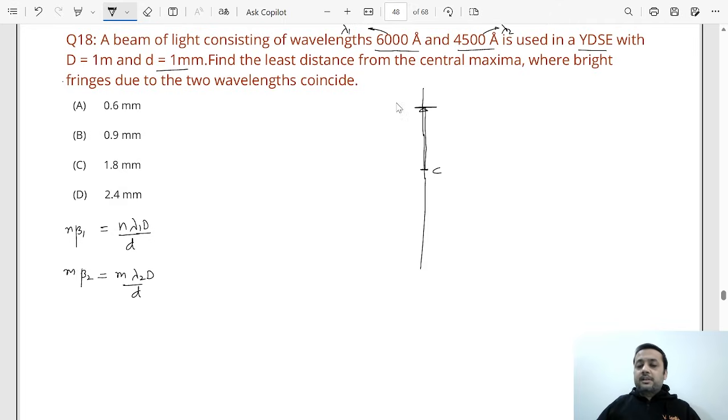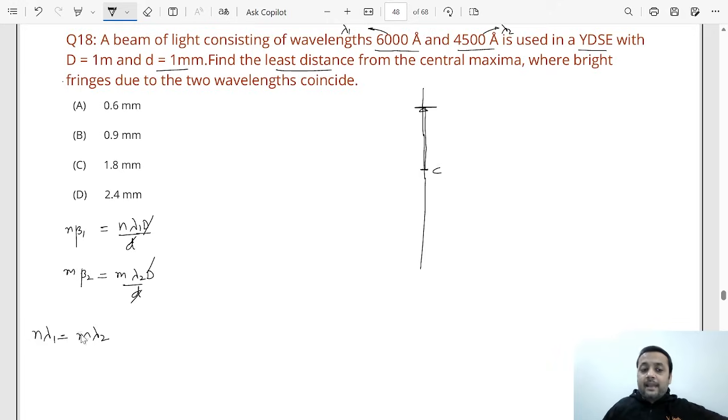Okay, now if the nth maxima of lambda 1 coincides with the mth maxima of lambda 2, these two values should be equal. If I equate them, you can see that capital D and small d will cancel out, and you will get n lambda 1 equals m lambda 2. All right, now look, we wanted the least distance.